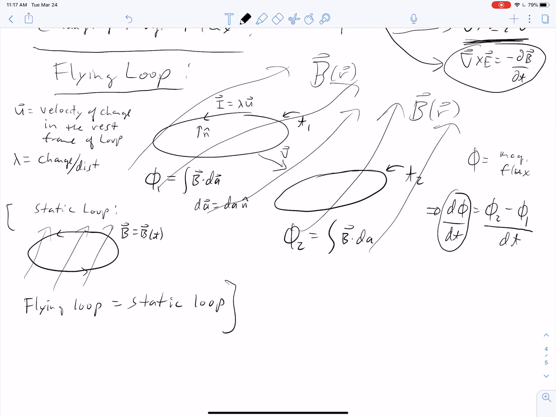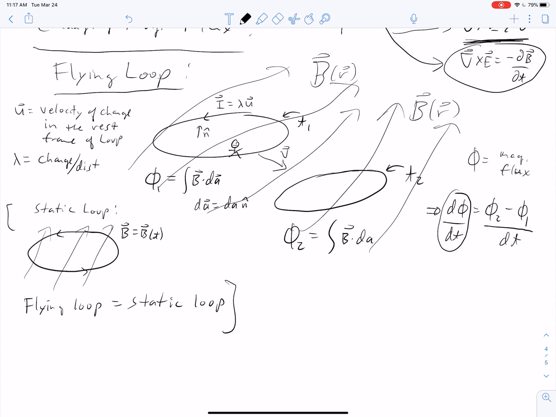Because look, if I'm doing the flying loop and I'm flying through some inhomogeneous B field, my flux is changing. But if I'm a little man standing on the loop, then from the little man's perspective, the loop is stationary and the B field is changing. So mathematically, they're equivalent. Either way is a perfectly valid approach.